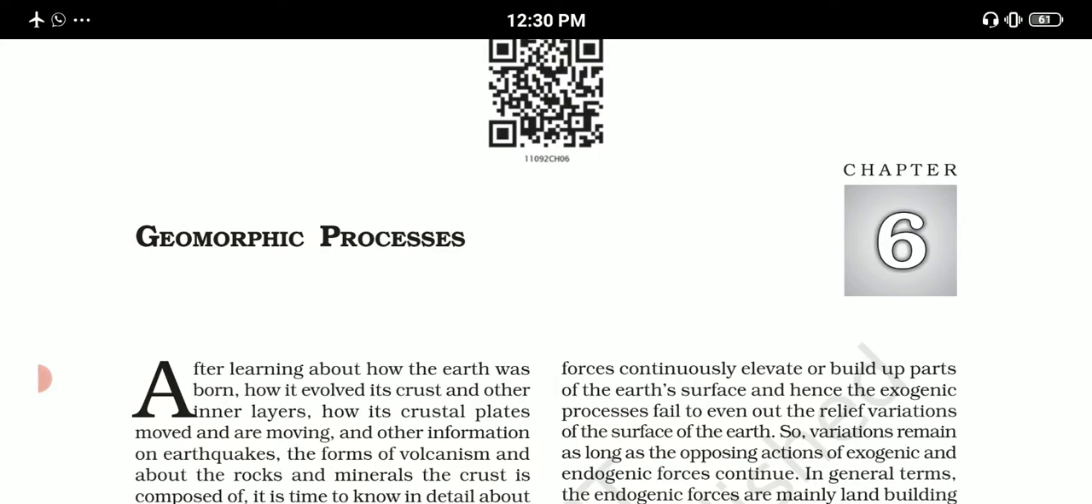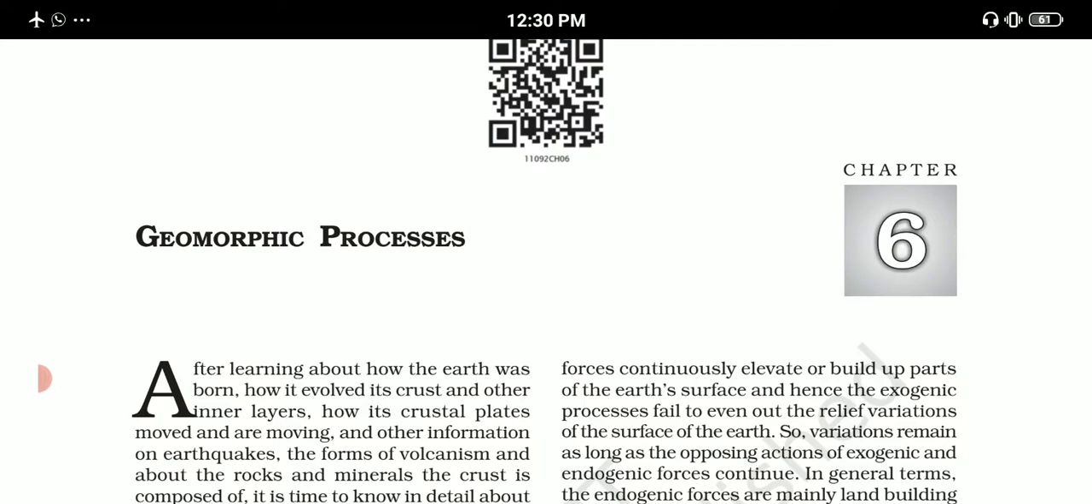Welcome to the revision video of chapter number 6, Geomorphic Process. As you know, in the post-midterm second syllabus, the first book, Fundamentals of Physical Geography, has chapter number 6 and the 8th chapter. And this is the revision video of chapter number 6. So let's start the geomorphic process.